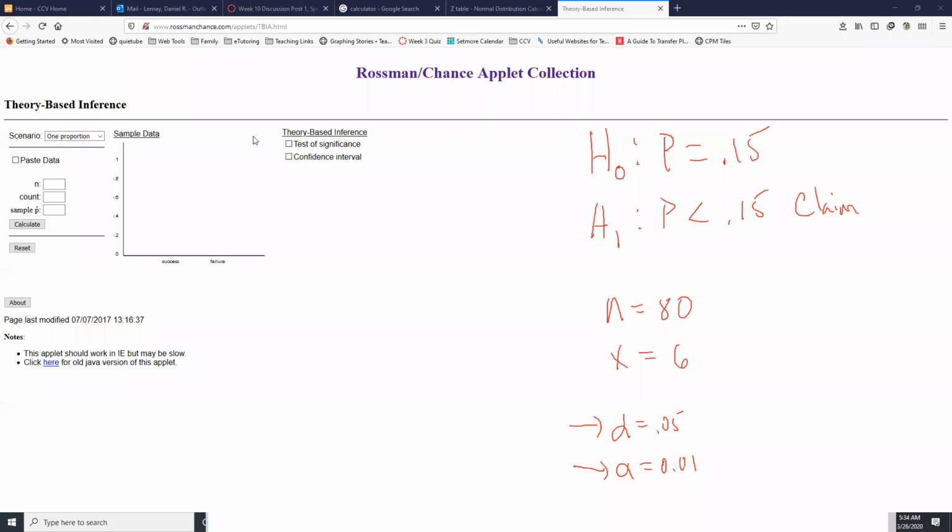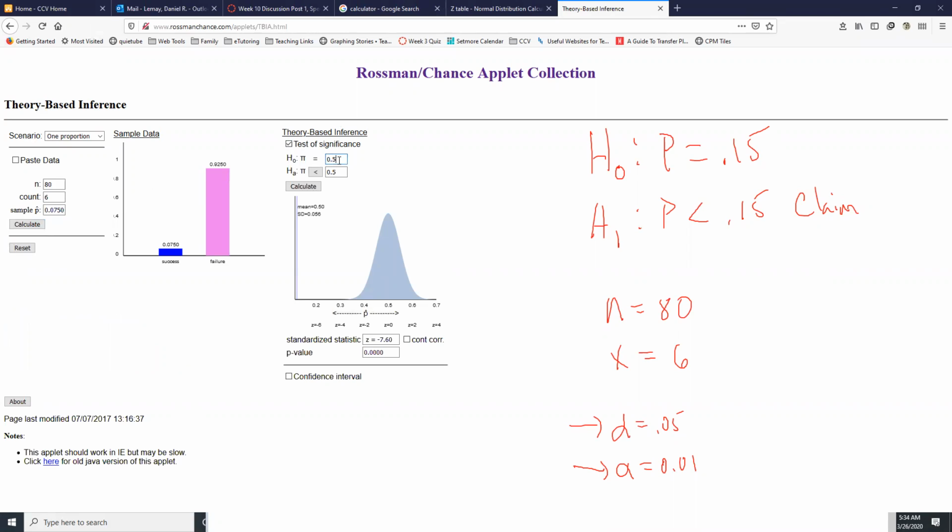So I'm going to come here. I'm going to type in 80 for N, and 6 for the count. And then it gives me that point estimate, from confidence intervals. Of course, they told us that. So I'm going to run a test of significance. I'm going to change this to the mean of 15 because that's my claim, right? That's what I wrote right here in my H0 and HA. And then it automatically sets it up for less than. You can switch this around to a right-tailed test, a two-tailed test, or a left-tailed test. That's why it's important to write H1 before you do anything.